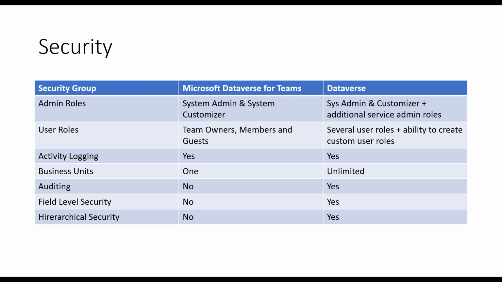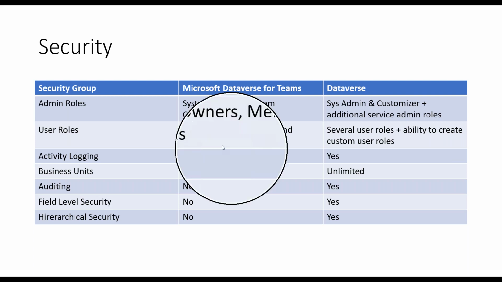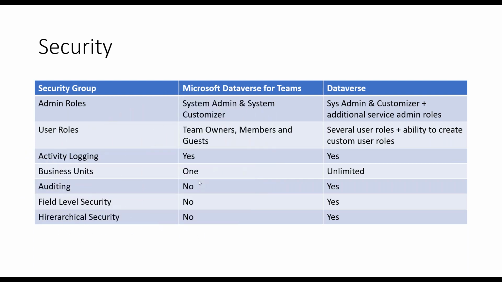Things that you won't get in Dataverse for Teams that you will in the full-fledged version of Dataverse are things like field level security and hierarchical security, and the ability to have multiple business units for security. That's one of the cool things about Dataverse from a security standpoint: you can define security based off of organizational business units. You get one of those for Dataverse for Teams, but you get unlimited ones that you can use from a security model with the full-fledged version of Dataverse.